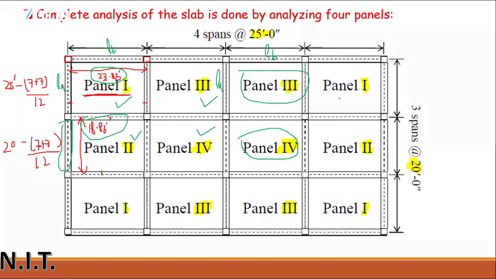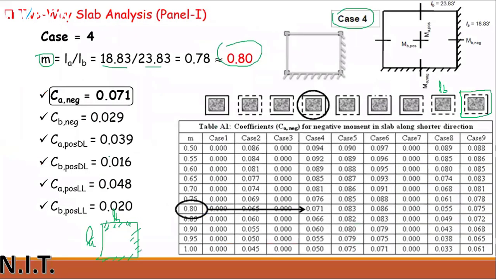That's why we are just using one design for panel 1. This panel 1 design is the same for this panel, this panel, and this panel. Similarly, the panel 2 design is the same for the other panel 2s. The panel 3 design is the same for all the panel 3s, and panel 4 is the same for all the panel 4s.